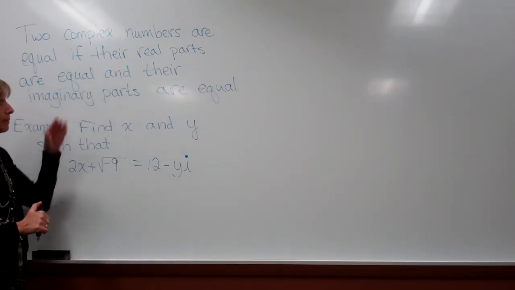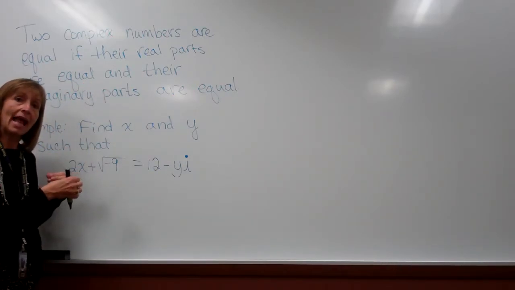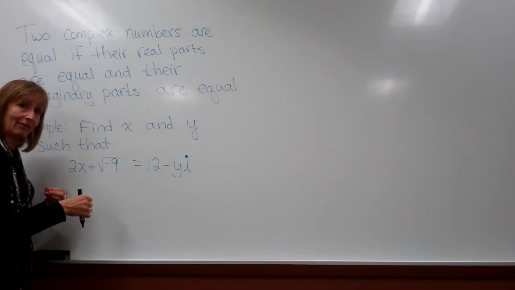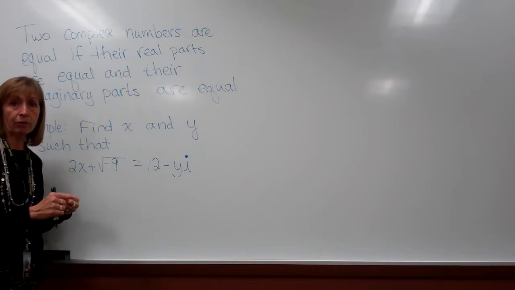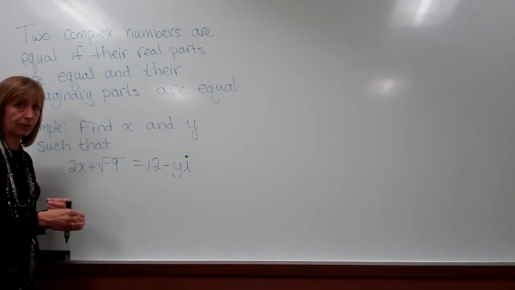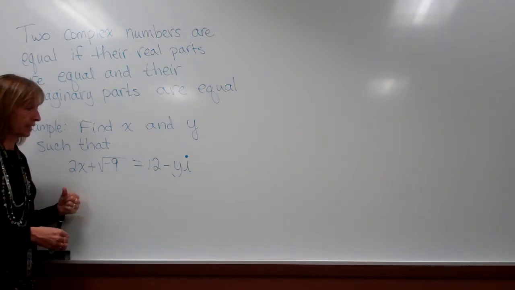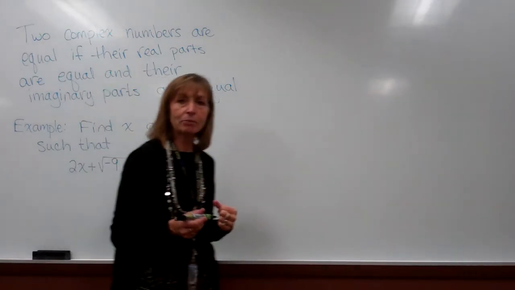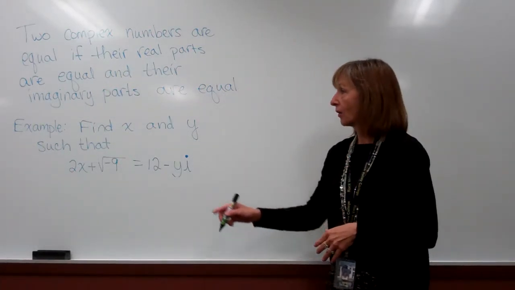Well, in order for them to be equal, their real parts, the part of the number that does not have the factor of i, have to be equal to each other. But it also has to be true that their imaginary parts, the coefficients in front of the factor of i, have to be equal to each other. Now, in order to see those components of this particular example, we need to rewrite it in simplified form so that we can really see where our comparisons are.